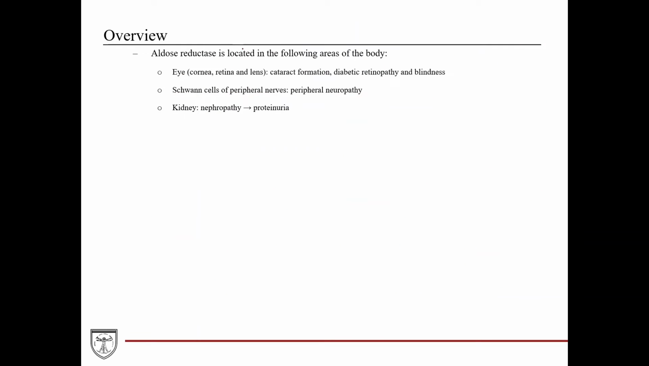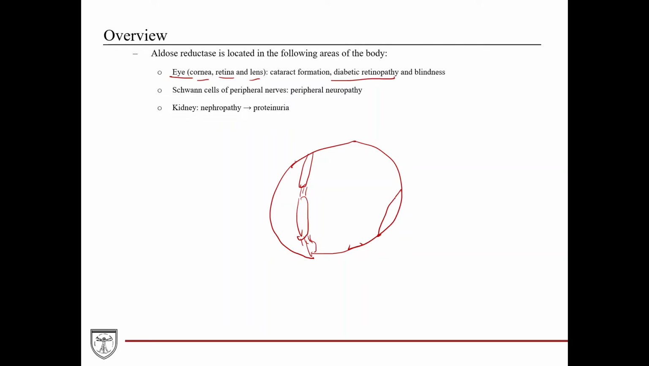So, like I said, it's located in the following areas of the body. So, eyes: the cornea, the retina, the lens. This is where you get diabetic retinopathy. If you have your eye like this, a very simple drawing of the eye, this is your lens. And then your retina is usually in the back of the eye. So if you have all this water accumulating into the retina and essentially swelling the retina like this, that's going to cause problems. You're not going to be able to see as well.